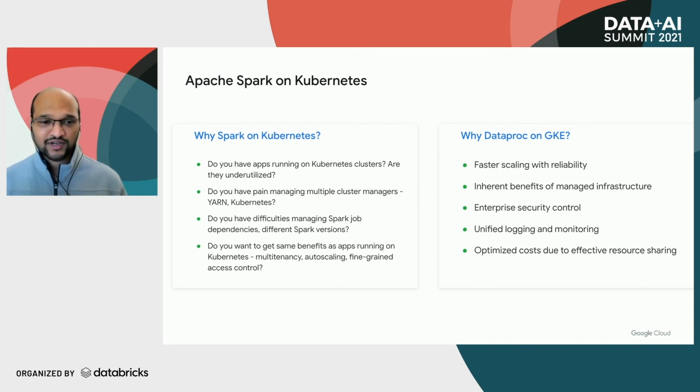So with this, you get the same benefits that you get as your applications running on Kubernetes. Think about multi-tenancy, autoscaling, and fine-grained access controls. Now, how does Dataproc on GKE fit here? And why exactly is that a solution for running Spark jobs on Kubernetes on Google Cloud? So there are three key reasons, I would say. One is faster scaling and reliability with enterprise security control, and the inherent benefits that you get out of a managed infrastructure. So with this Dataproc on GKE, you can actually optimize cost with effective resource sharing as well.